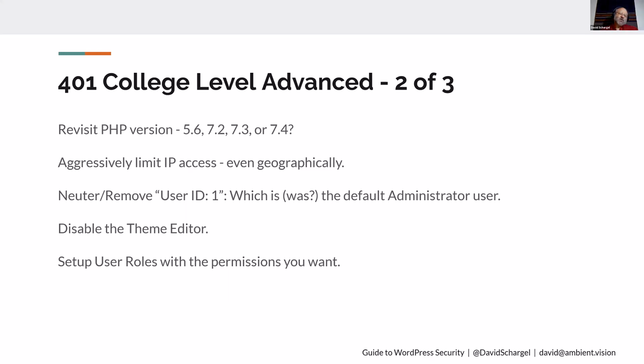By the way, it says aggressively limit IP access. You can do this also on Cloudflare. You can actually specify the individual IPs or ranges, not just do it based on countries or big places. Theme editor being turned on starts now becoming a security issue for your signed in users. So the best way to potentially get around that is to just start setting up better user roles.